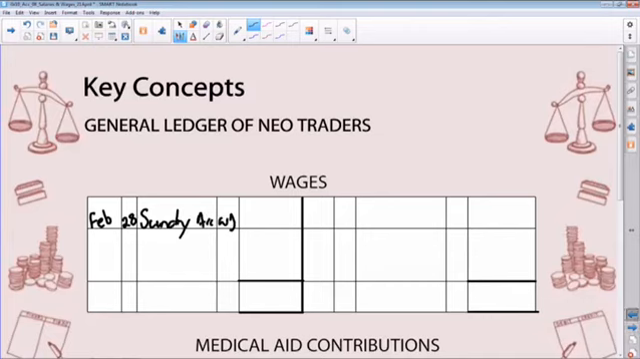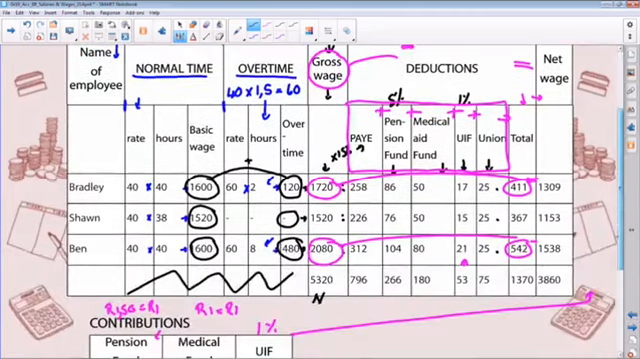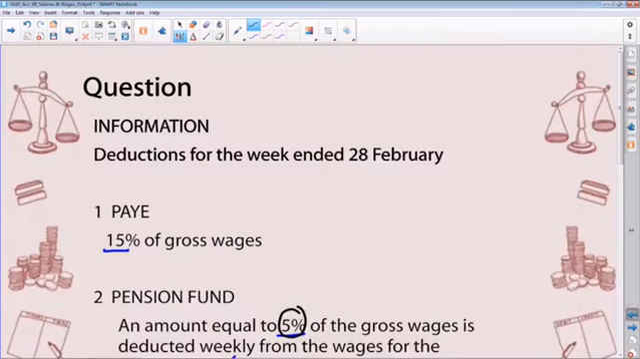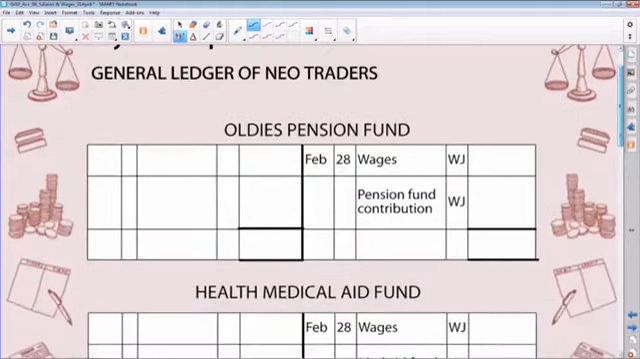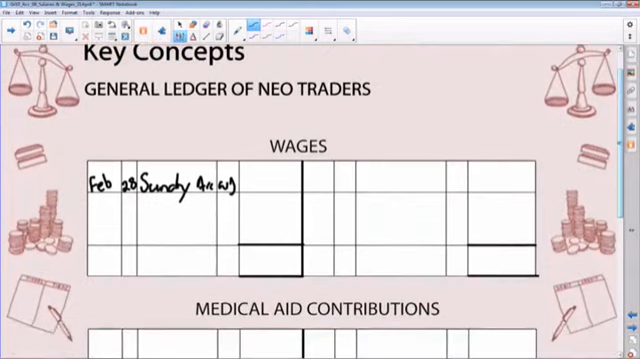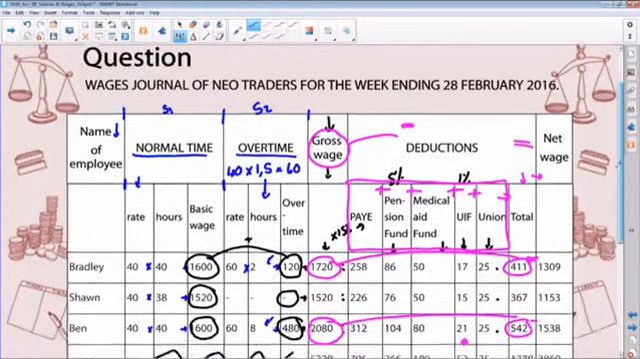And the amount, let's quickly go and look at the amount. I didn't highlight it, so let's go and see. It's 5,320. So that's your expense for the week to employ these guys. So let's go to my general ledger and say 5,320. And remember, expense will increase on the debit side, although it's bad for your owner's equity. Let's go to the next column, which is all your deductions.